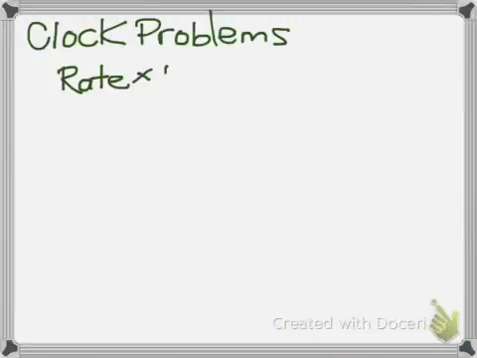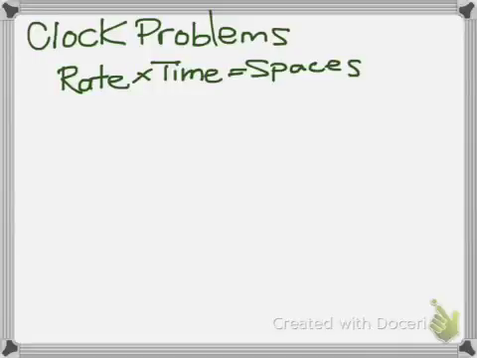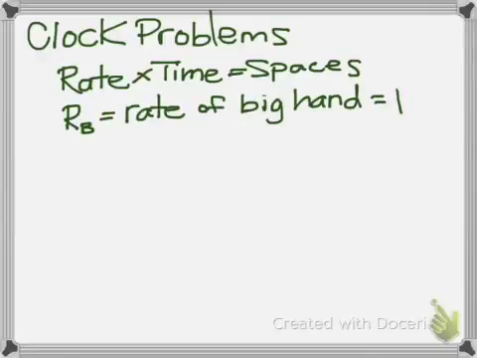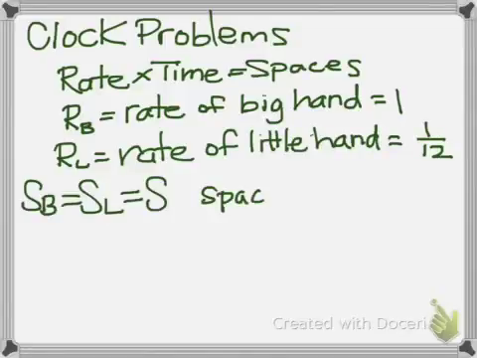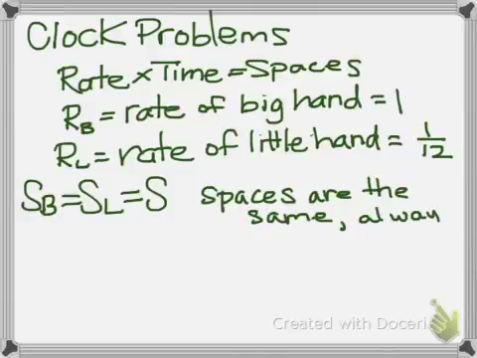All of the clock problems are going to be set up in the same way. They're distance equals rate times time problems, where distance is your spaces. So R sub B is the rate of your big hand, and that's always going to be 1. And R sub L is the rate of the little hand, and that's always going to be 1/12. The spaces are always going to be S, and you add or subtract to the spaces, but you don't multiply the spaces.